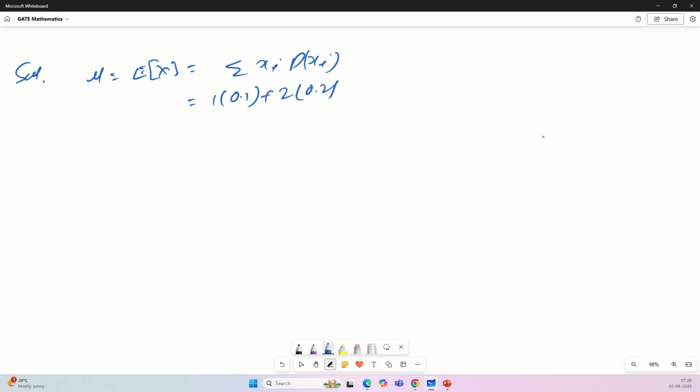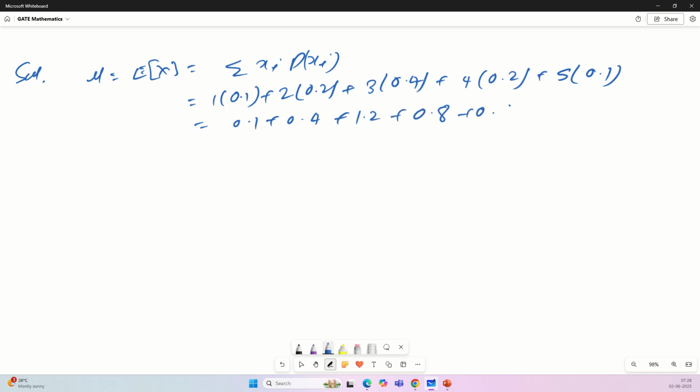So 2 into 0.2 plus 3 into 0.4 plus 4 into 0.2 plus 5 into 0.1. So that is going to be 0.1 plus 0.4 plus 1.2 plus 0.8 plus 0.5. And that is going to give me how much? The sum comes to 3.0. So you can see my expectation has come 3. It means the student is wrong, right?